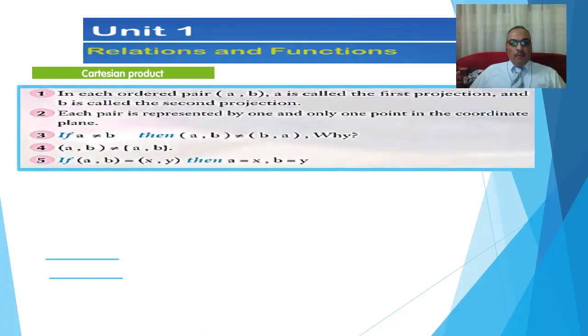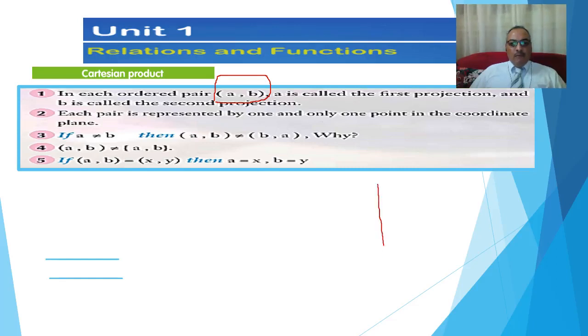The ordered pair: open two brackets like this, (A, B). A is the first projection, B is the second projection. So this form is what we call an ordered pair. Each pair is represented by one and only one point in the coordinate plane.